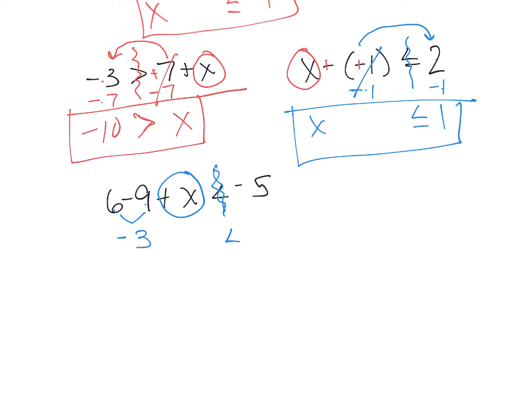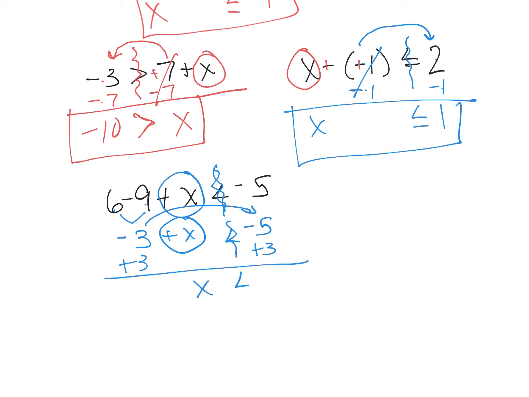So we have a -3 plus x minus 5. I'm going to circle that x again. So now I want to push the -3 over. So I'm going to add the 3 again if you want that squiggly line, right? And so we have x is less than -5 plus 3, which is -2.